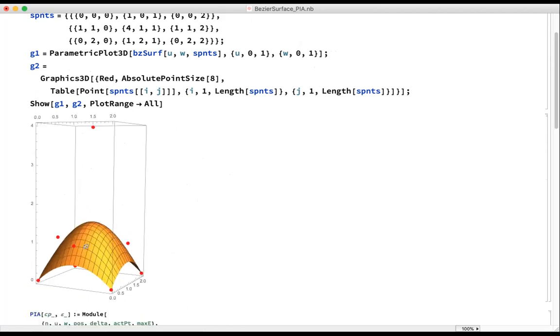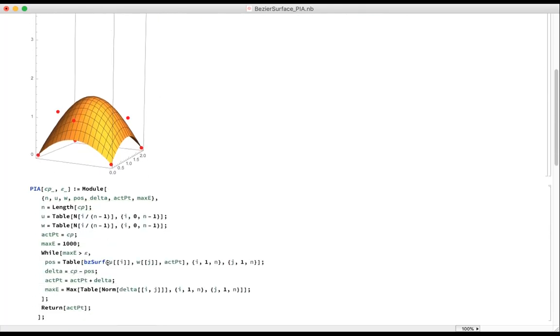Okay, from this figure, you can see the red dots that represent the control points of this Bezier surface. The Bezier surface is represented by the yellow surface like this. And once again, the control net will cover all of the Bezier surface. This is the convex hull property.